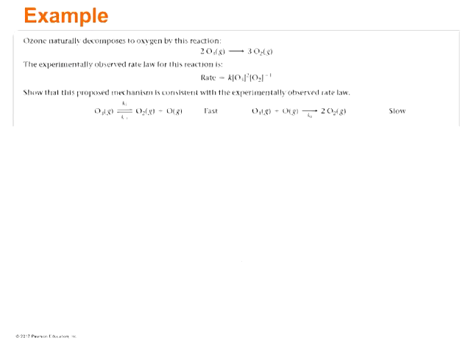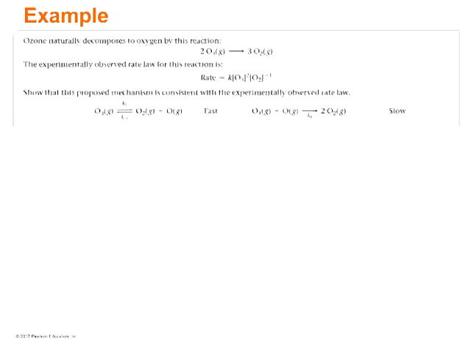It's normal. All right, so ozone naturally decomposes to oxygen according to the following reaction. And the experimentally observed rate law for this reaction is K times the concentration of ozone squared times the concentration of oxygen to the -1, which we have not seen yet, but that is possible. So we want to show that this proposed mechanism is consistent with the experimentally observed rate law.